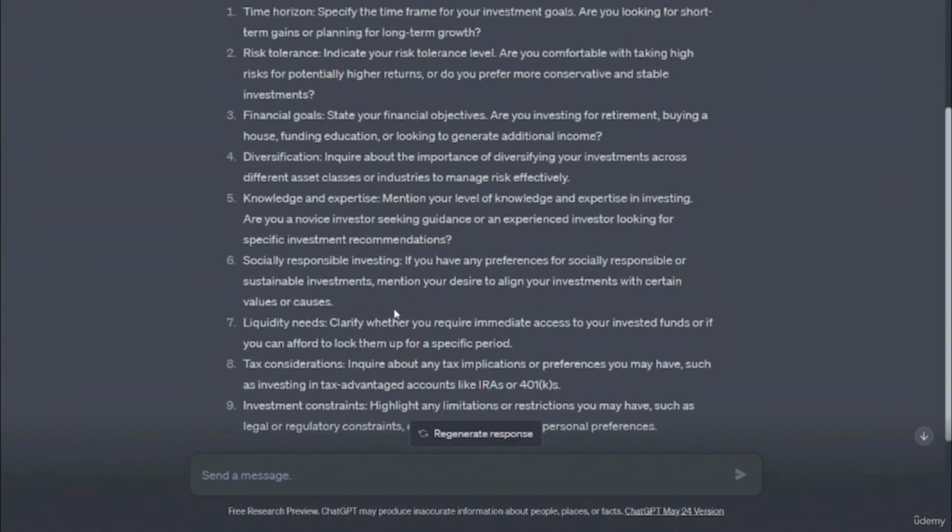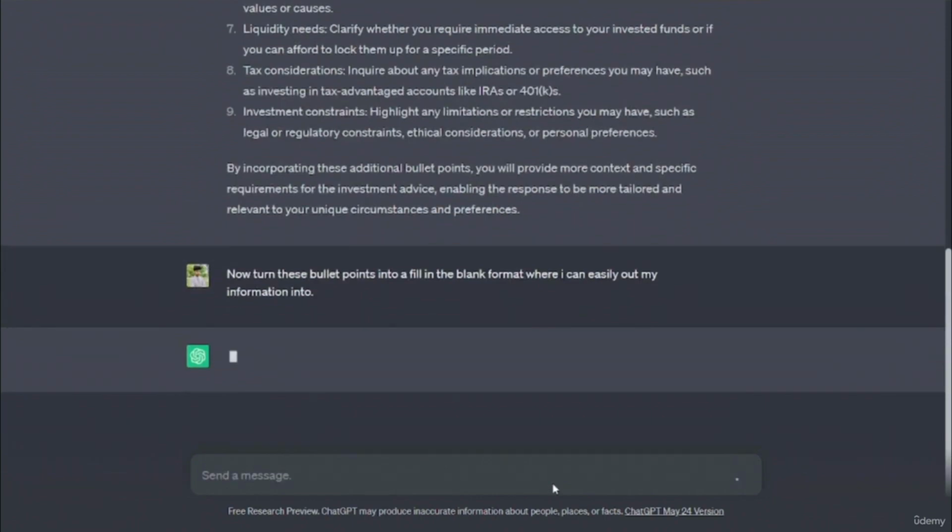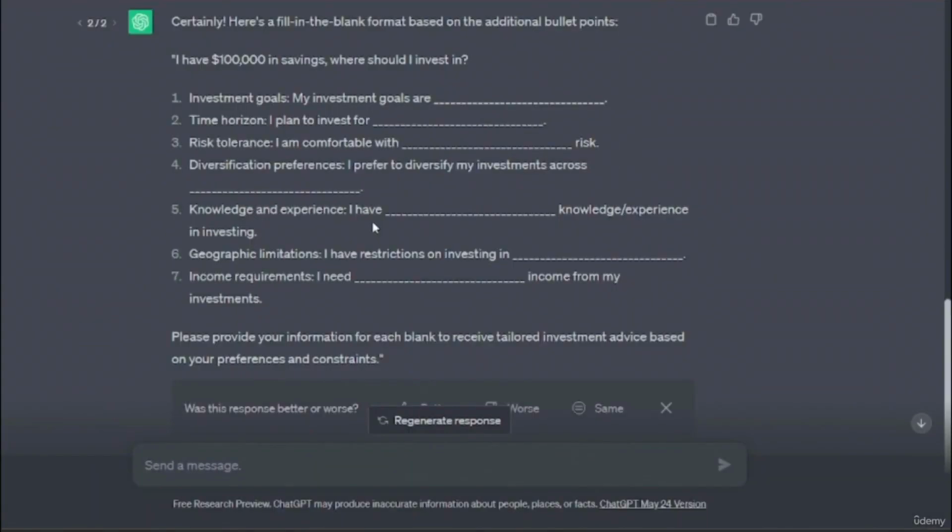We're not going to waste any time. We're just going to jump right into the next part of the formula, which was, now turn these bullet points into a fill in the blank format where I can easily insert information. Let's see what it'll do for us right now. Alright, now you can see right here, it has given me all the advice or information in a very nice fill in the blank format. It's actually asking me right now, what are your investment goals? What is the time horizon that is available for you?